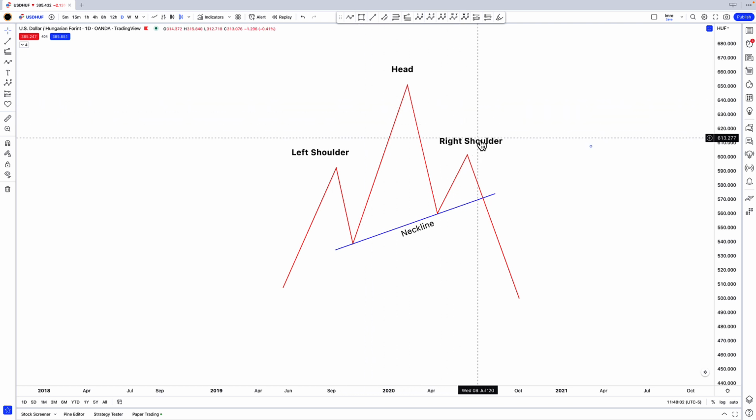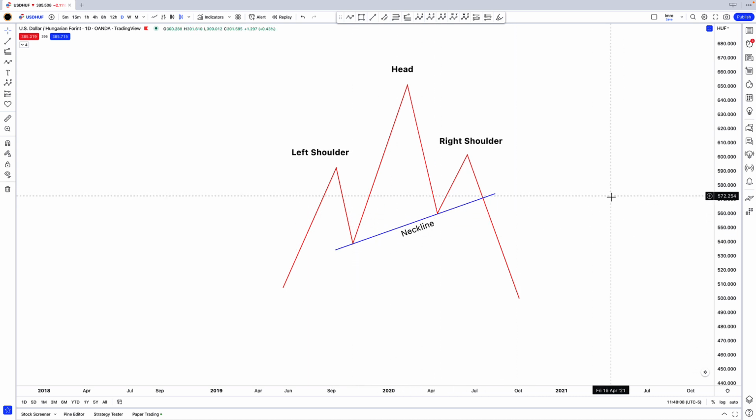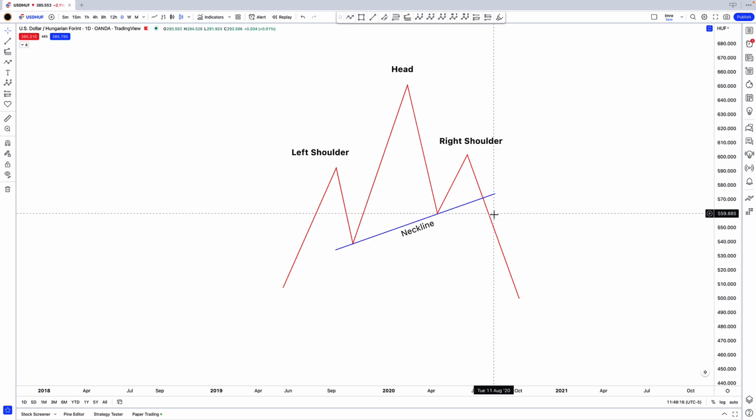And once that becomes apparent, we can draw a trend line connecting the base of the left shoulder to the base of the right shoulder, and this trend line is known as the neckline. The green light to trade the head and shoulders pattern occurs once you get a break and close on a candlestick chart or a price bar chart below the neckline.